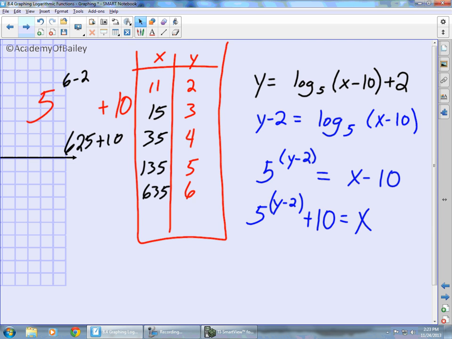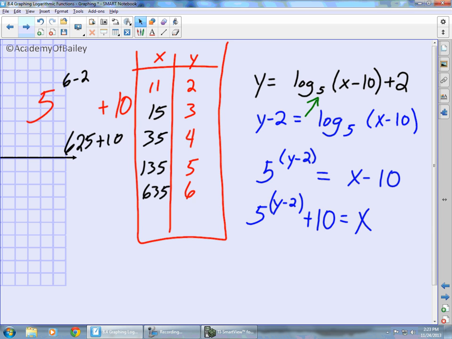Okie dokie. You know the vertical asymptote is 10, so it's going to come down really, really close to 10. It opens, well, 5 right here is larger than 1, so it's going to open up and to the right. So if this was your vertical asymptote, x equals 10, I think you can graph it from here.